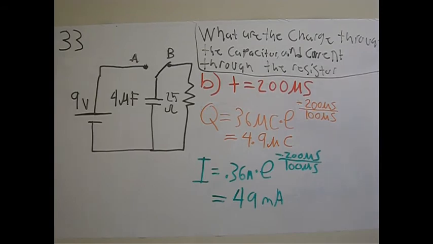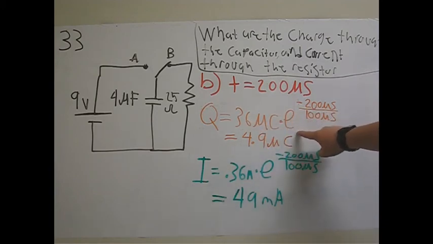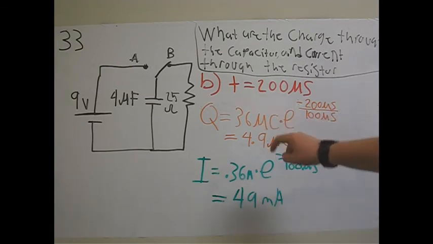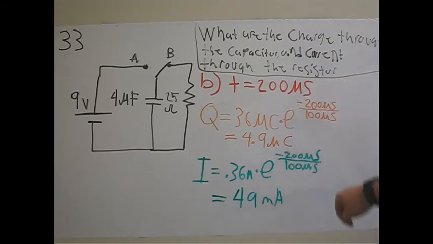Part C asks us to find the charge through the capacitor and the current through the resistor at t equals 200 microseconds. To do this, we do the exact same thing we did in Part B, except we use a t value of 200 microseconds instead of the 50 microseconds. So we have Q naught times e to the negative t over tau. Q naught being the 36 microcoulombs, t being this given here, and 100 microseconds being our tau value, which we calculated by multiplying the resistance by the capacitance.